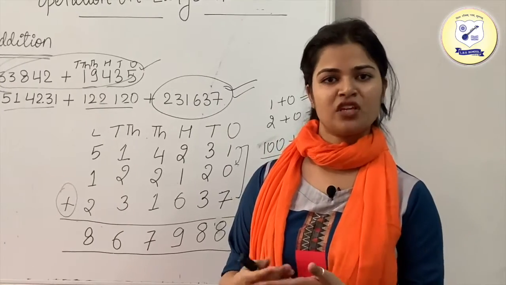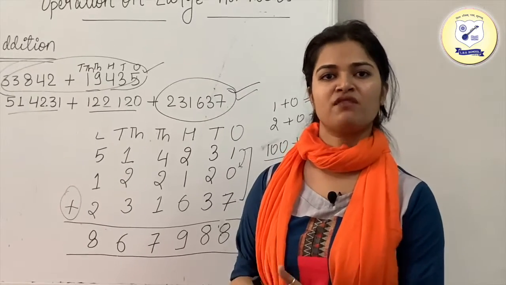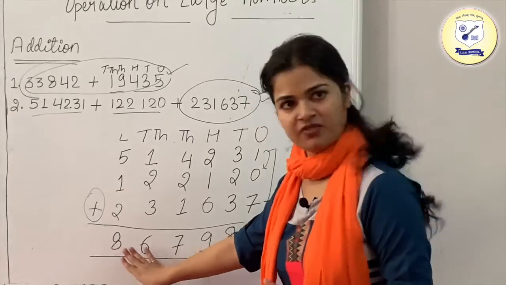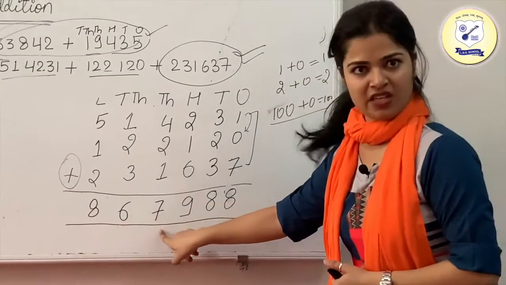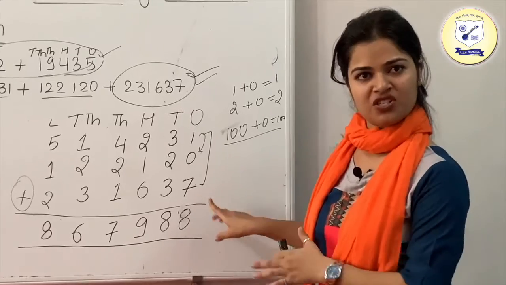Since we are in 3rd, 4th and 5th class, so you must be aware of the place values also. So just read this number or spell it with me. It should be 8,67,988, which is your answer.